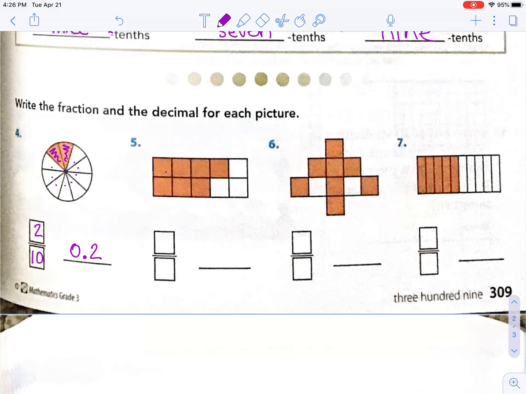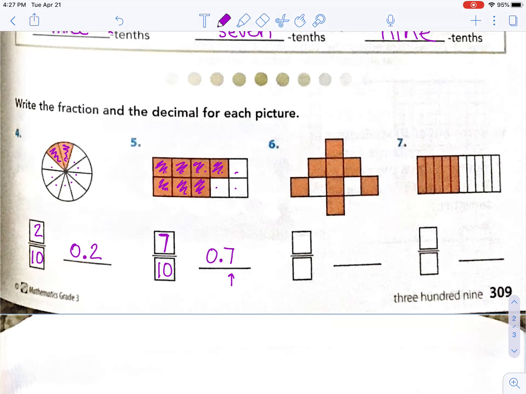Let's see how many we have. 1, 2, 3, 4, 5, 6, 7, 8, 9, 10. That goes in our denominator. How many in the numerator? Let's see. 1, 2, 3, 4, 5, 6, 7. 7 parts are shaded in, boys and girls. So we have 7 tenths. Well, I have no ones, but I do have 7 tenths. Do you see that? That's the tenths place. How many do we have in the tenths place? We have 7. Excellent. Okay, next one.